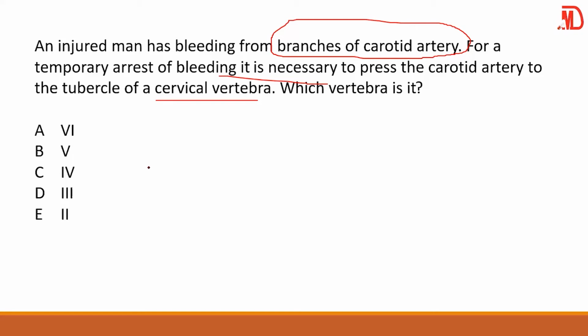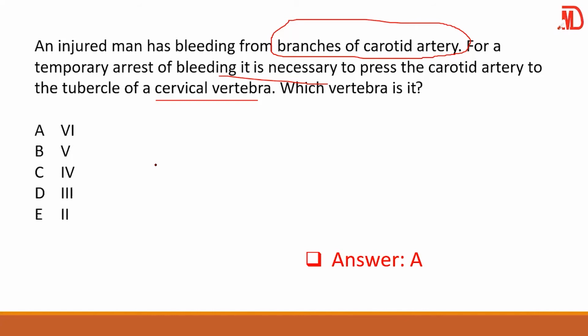So over here, we're looking at what? The sixth cervical bone. That place, we also call it the carotid tubercle. So please take note of that, the carotid tubercle.